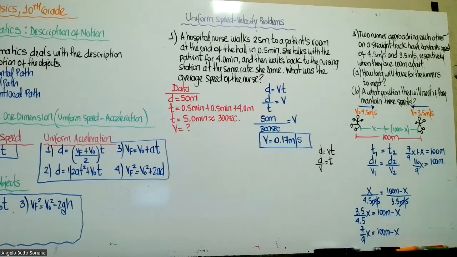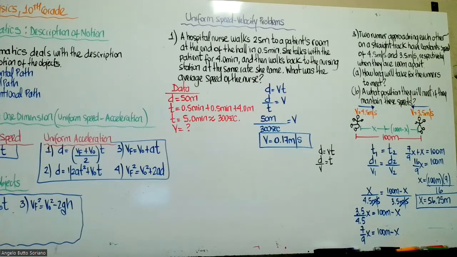So if you really want to solve what will be the value from x, well, x will be equal 100 meters multiplied by 9 and divided by 16. And this is going to be the value from x at the first position. Well, 100 times 9 divided by 16, the answer will be 56.25 meters. That will be the position for the first runner.